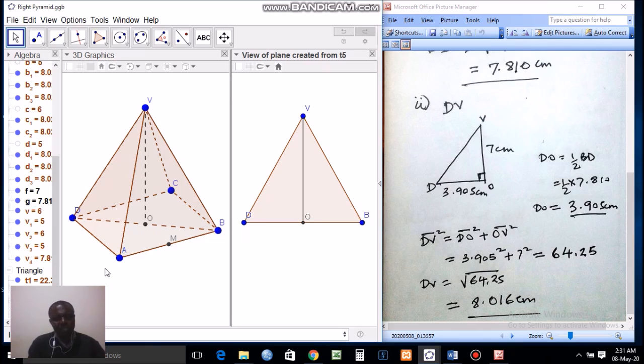Okay, I hope you got it right. In case you didn't, go through the working so that you can be able to see which step you missed. But if you got it right, well done.